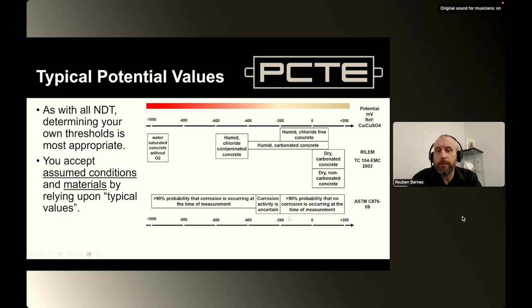This criteria effectively says, if we get more negative than 350 millivolts, we have a 90% probability of corrosion. If we have less negative than 200 millivolts, we have a 90% probability of no corrosion. However, as I've stated my case, this really bears no relation to any of the issues with regards to resistivity, cover, oxygen starvation. So it's very specific to one set of scenarios.